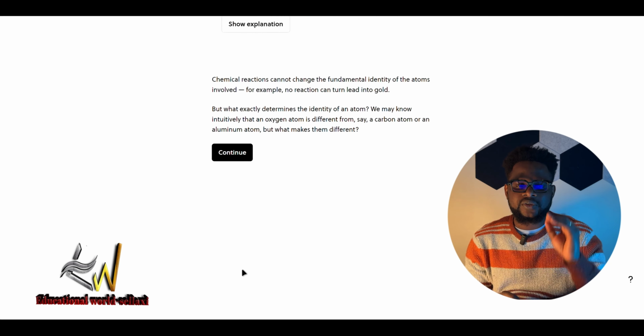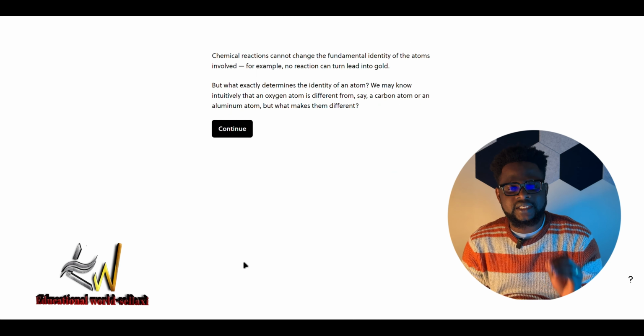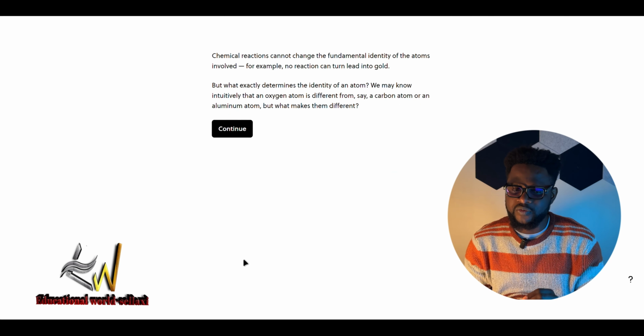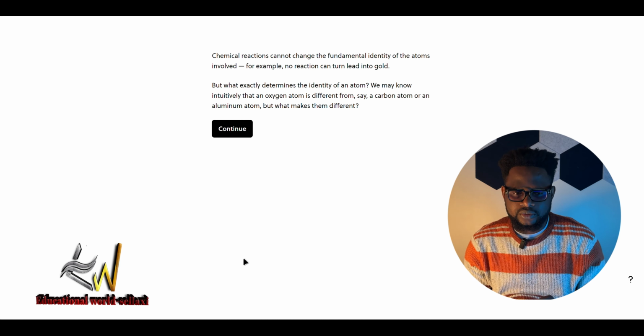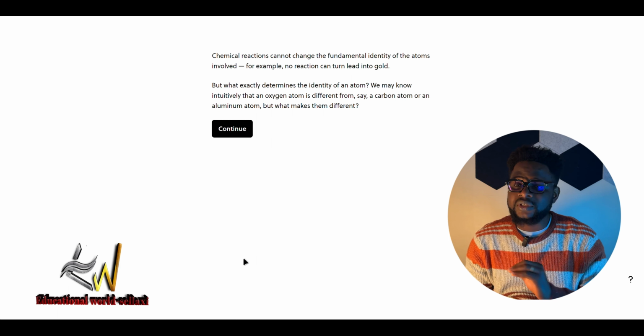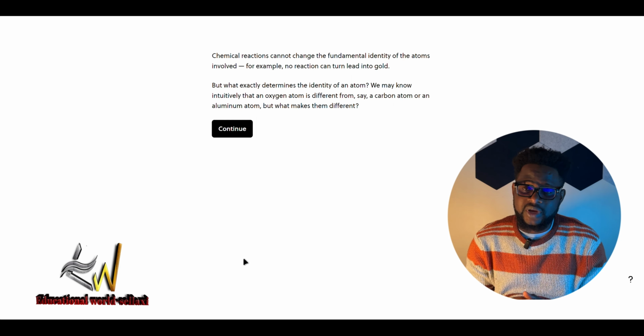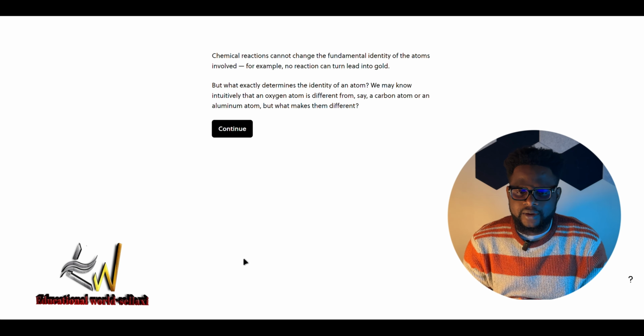Chemical reactions cannot change the fundamental identity of atoms involved. For example, no reaction can turn lead into gold. So what exactly determines the identity of an atom? Okay, let's look into that.